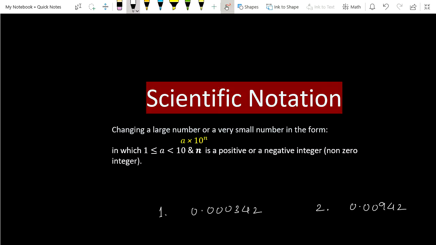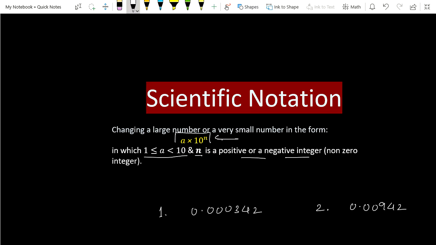Friends, in this video we will see how to change very small numbers into scientific notation. In the first video we have seen that the general form of scientific notation of a number is a into 10 to the power n, where a is less than 10 and greater than or equal to 1, and n is a positive or a negative integer. So how to change very small numbers in scientific notation? Before going to see that, we will discuss a concept.